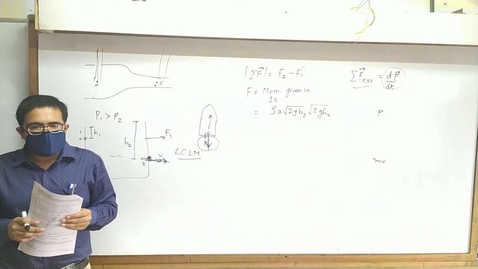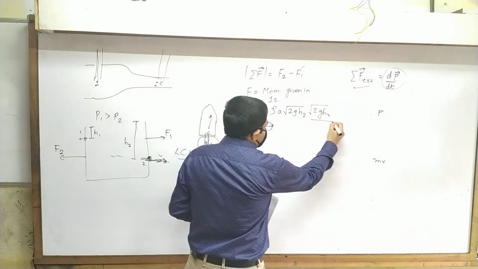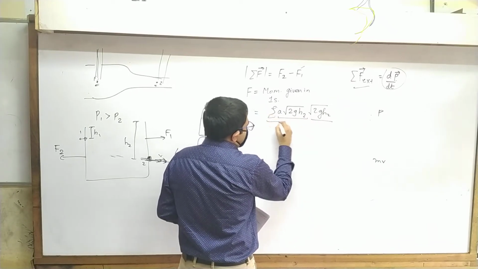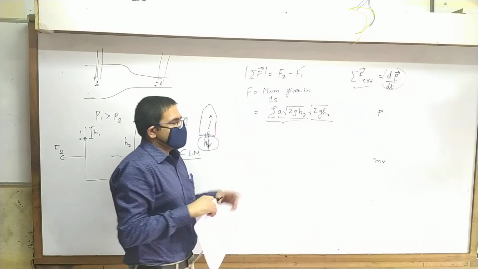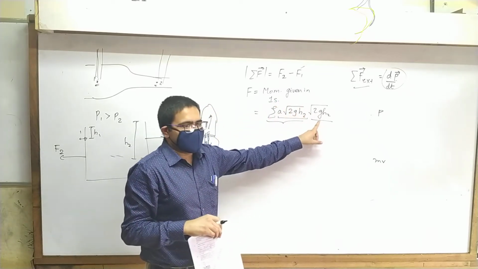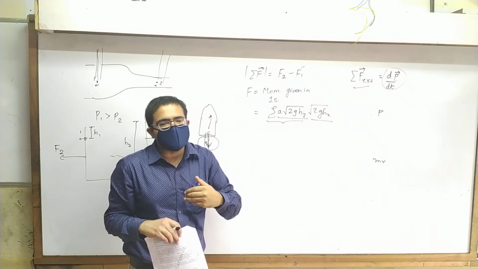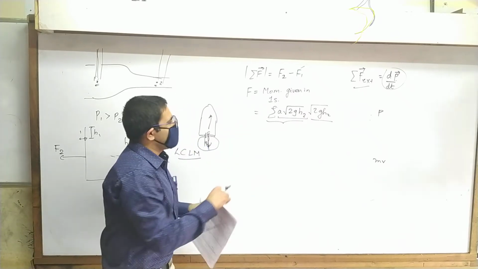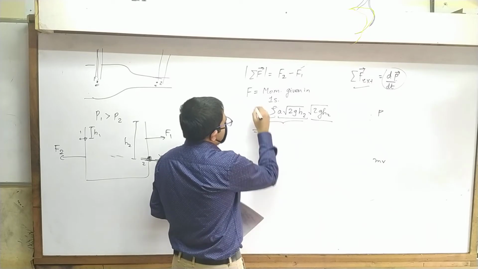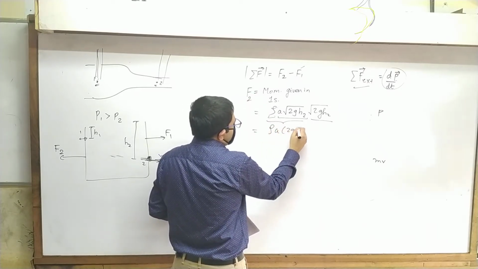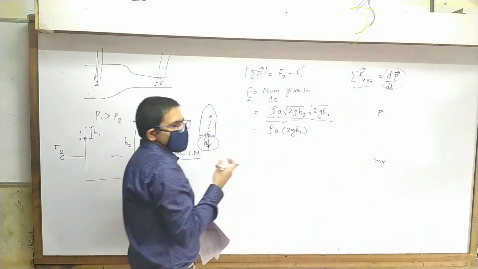Yes or no? Yes. Again, this is v. This is volume flow rate multiplied with density. This gives you mass. So mass into velocity per unit time gives you force. Because of this you get this much force, F2. So that is going to be rho A into 2g h2. I hope that is clear.